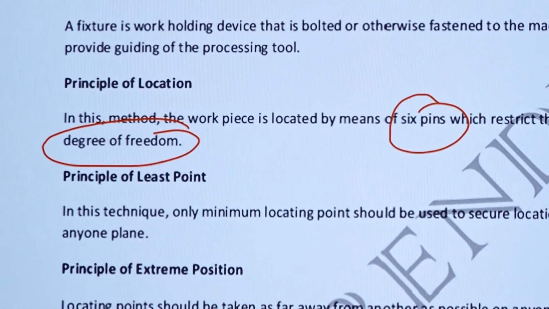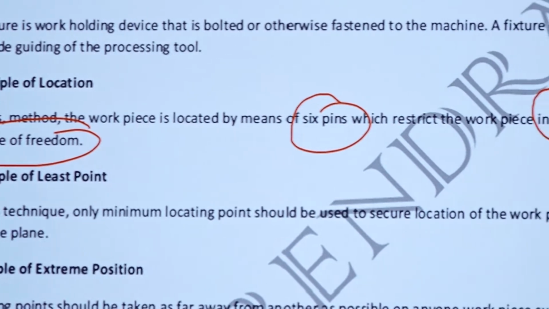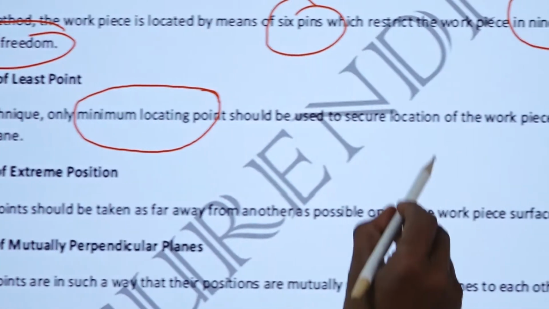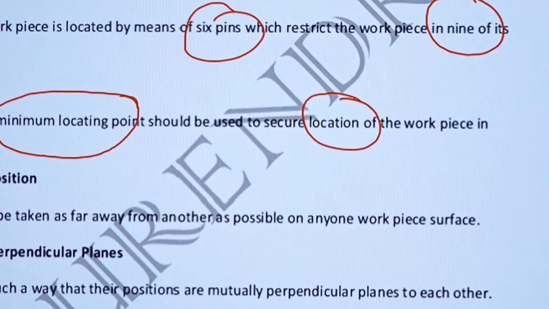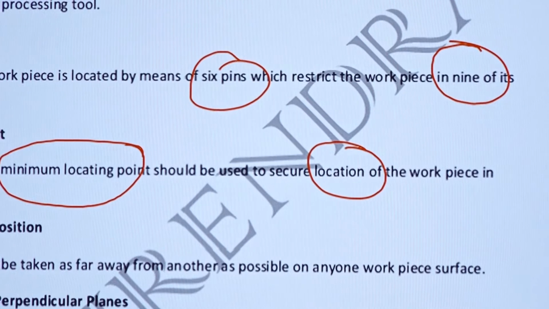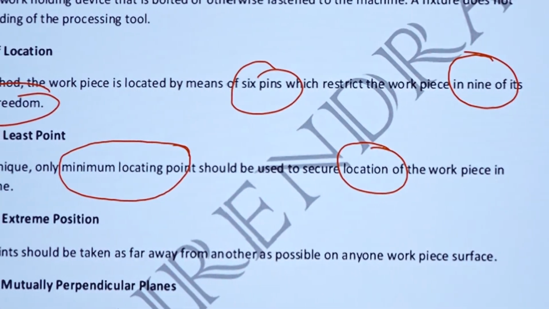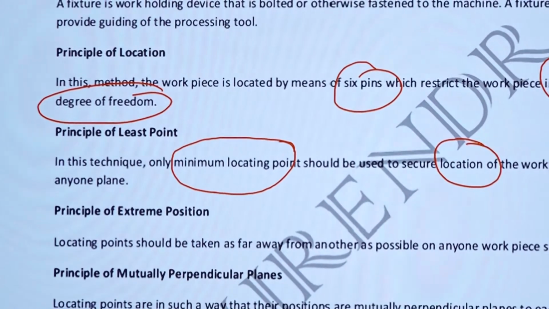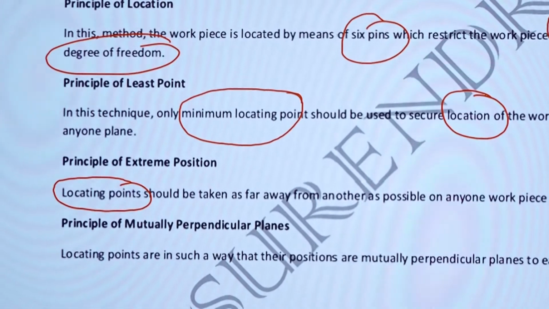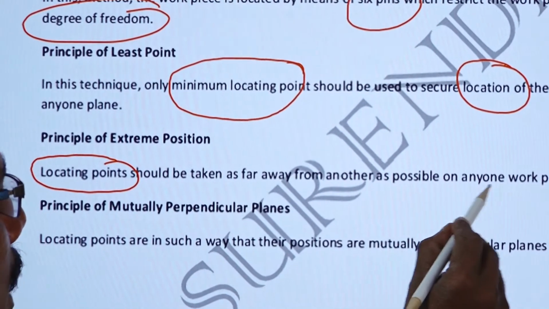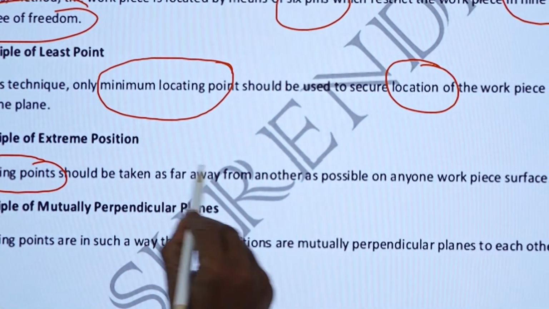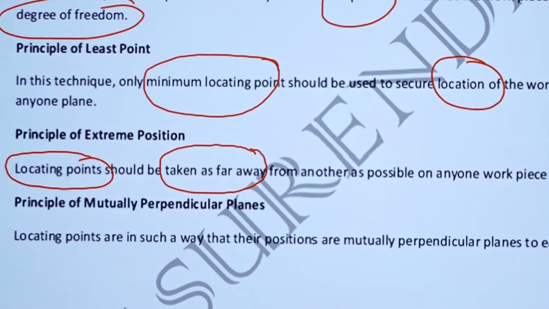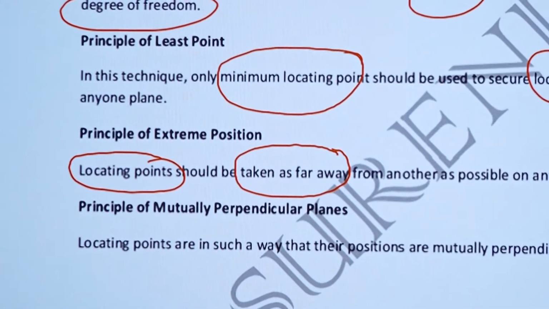Next we are going to discuss the principle of least point. In this technique, only the minimum locating points should be used to secure the location of the workpiece. So we secure the location of the workpiece with the minimum locating points. Next is the principle of extreme position. Locating points should be taken as far away from one another as possible on any one workpiece surface. So it is taken far away. That is the principle of extreme position.